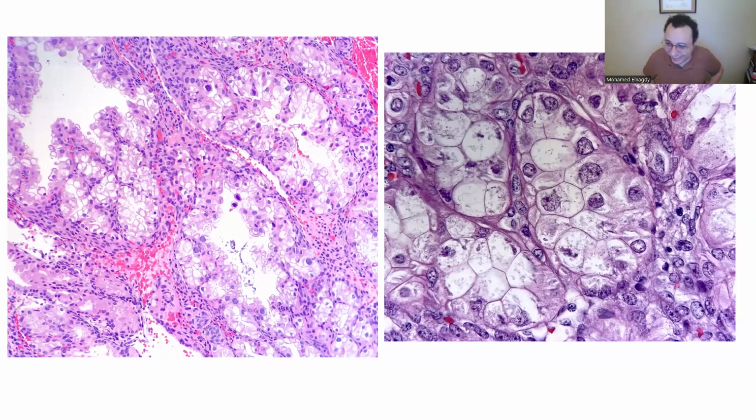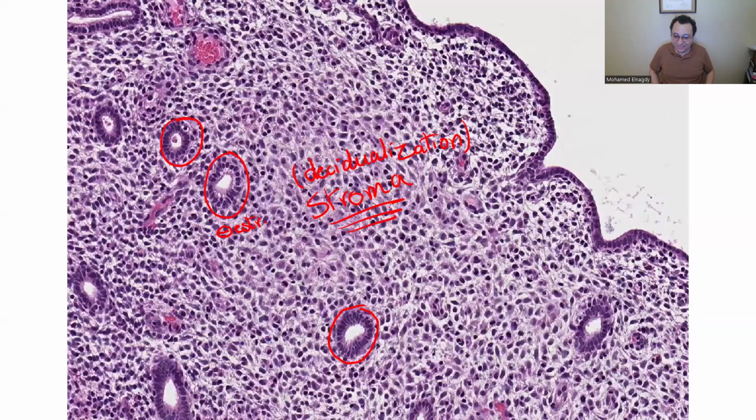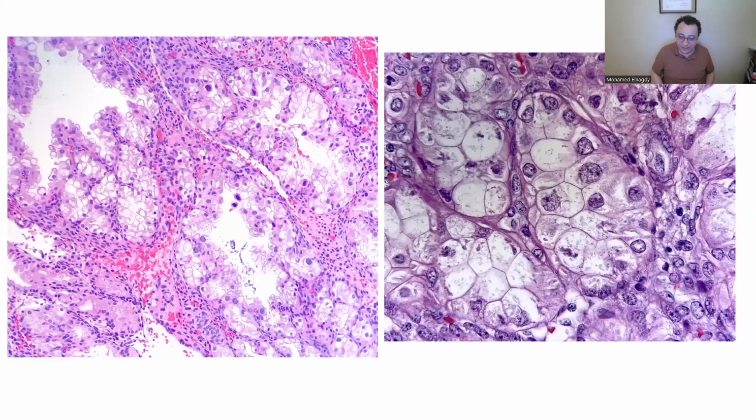Question: how do you differentiate between atrophic versus inactive, or is it the same thing? It's the same, interchangeable. Atrophic is the same as inactive, and that's a good question. Muhammad, you see this surface epithelium? It looks atrophic, right? It looks atrophic because we see this monolayer of nuclei with very scant cytoplasm. That's how atrophic endometrial glands look.